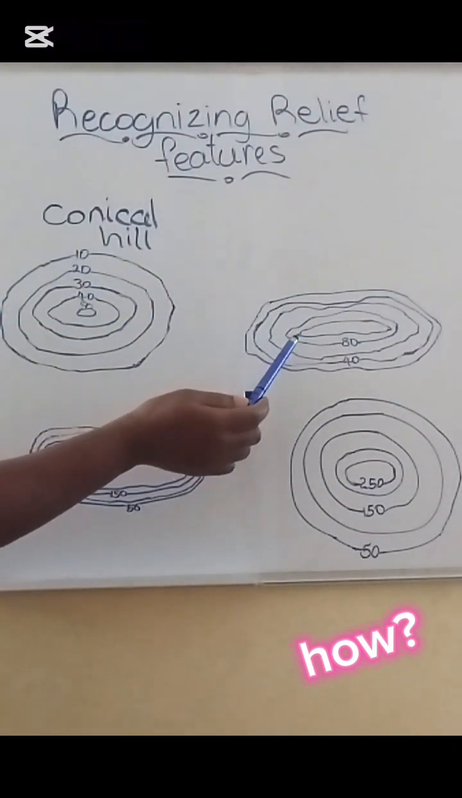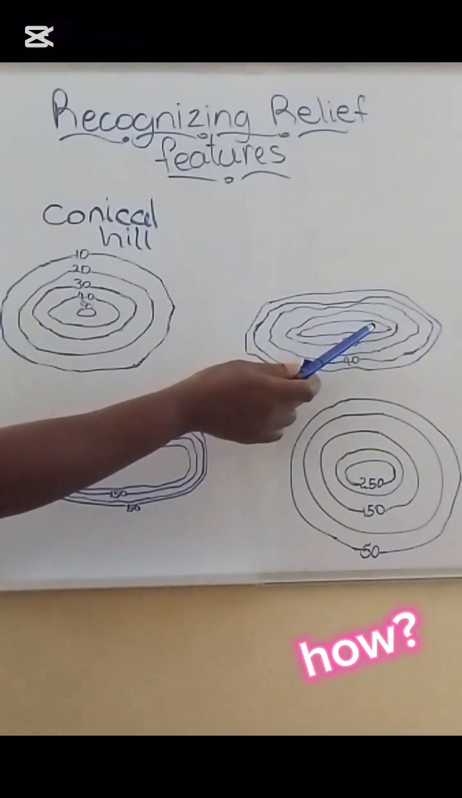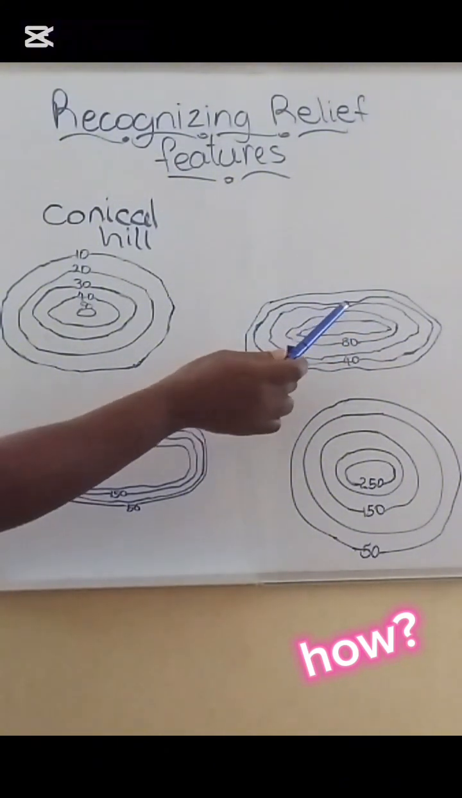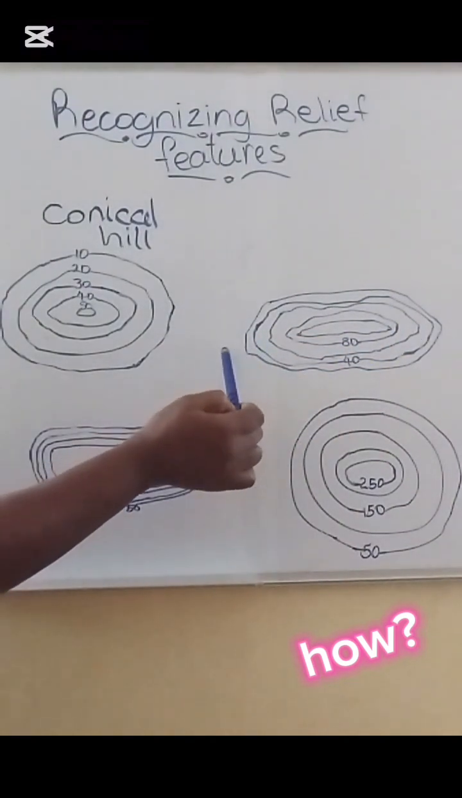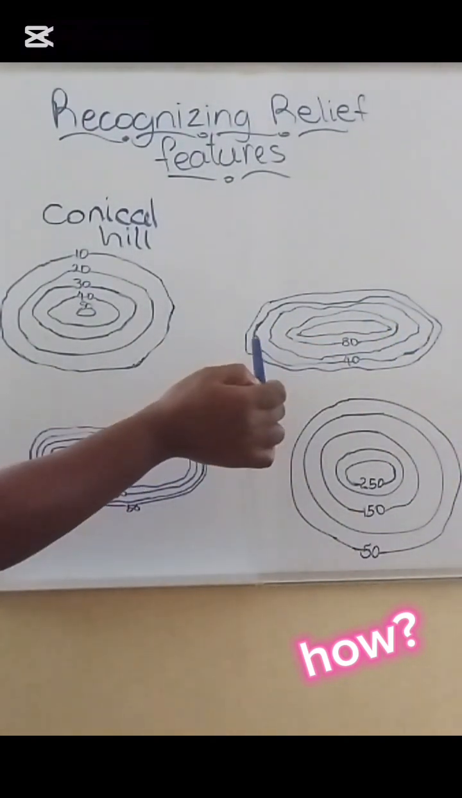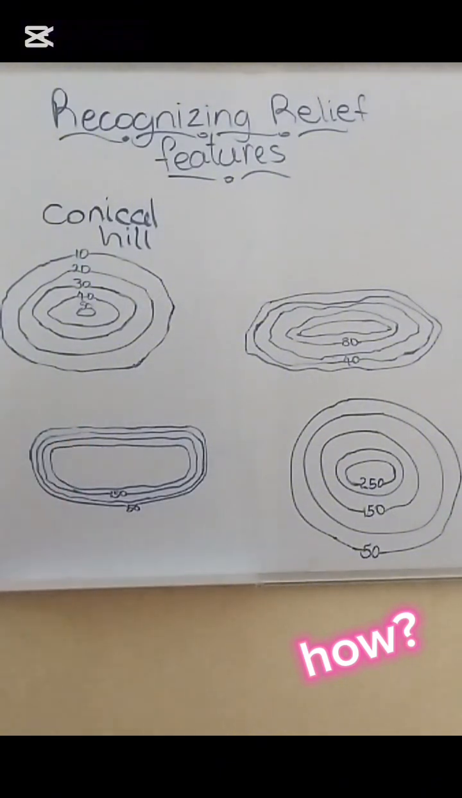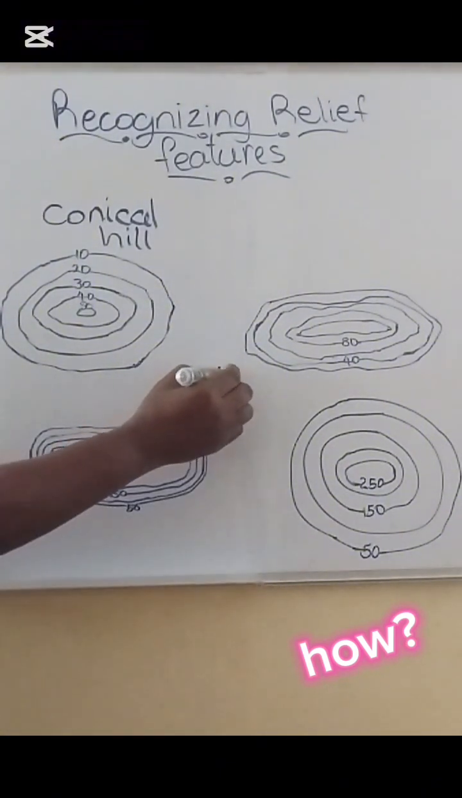And we look at this one here. If you notice that the contours are elongated, okay, with the width going out, could be wider than this, then we could say it is a ridge.